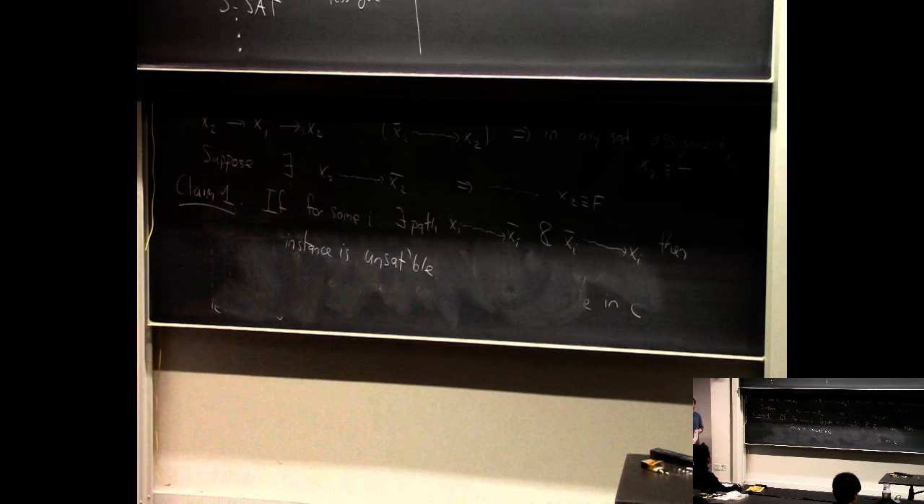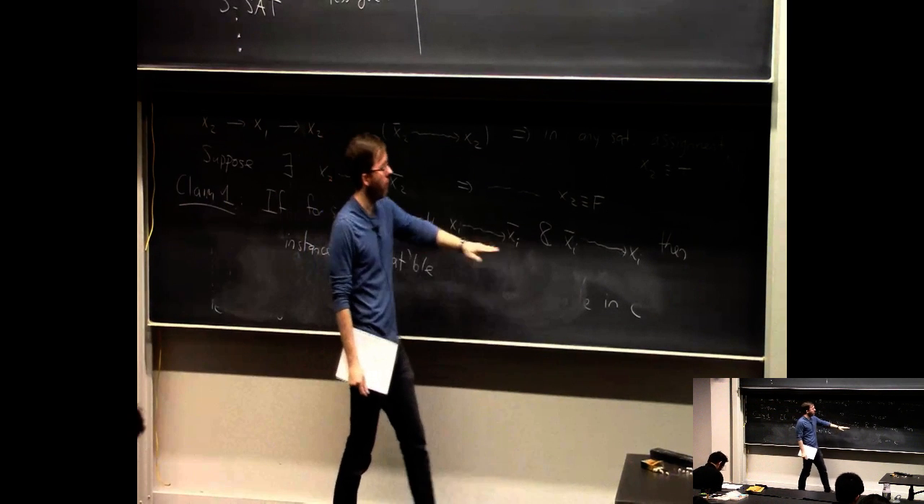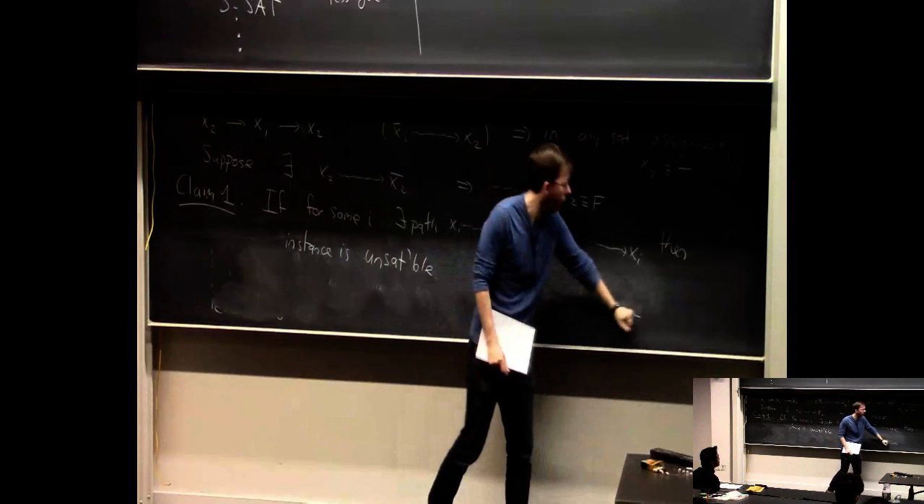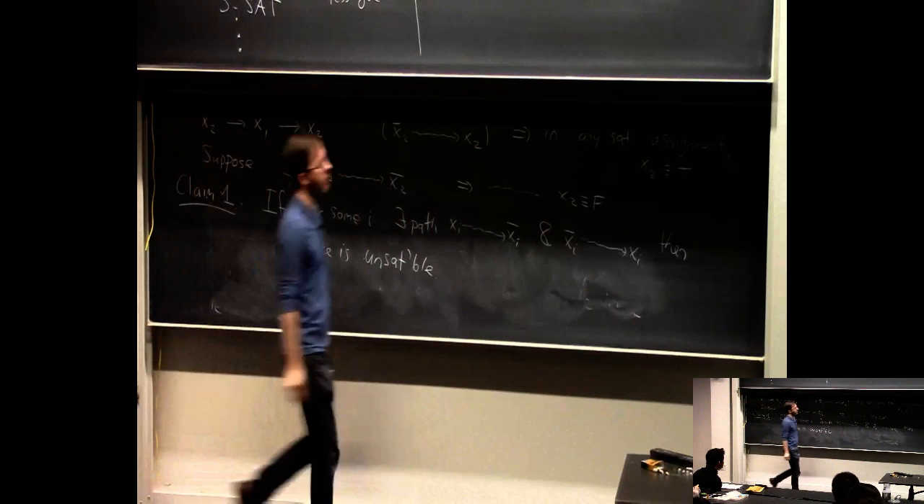Right, and I think I'll just explain that in words. This means xi would have to be false, but this means xi would have to be true. Let me call these contradictory paths.